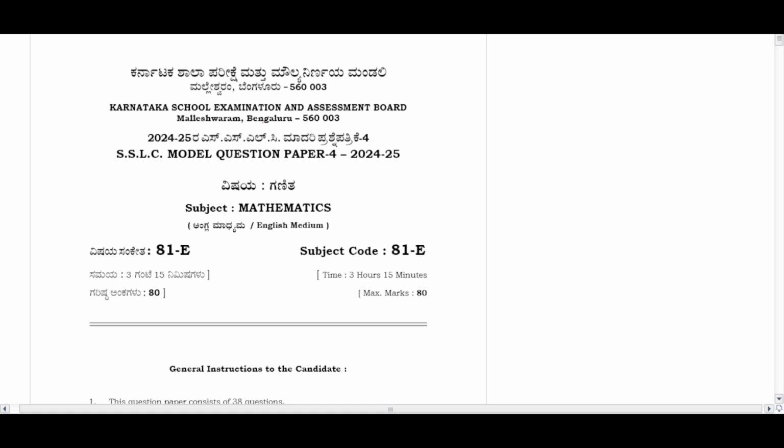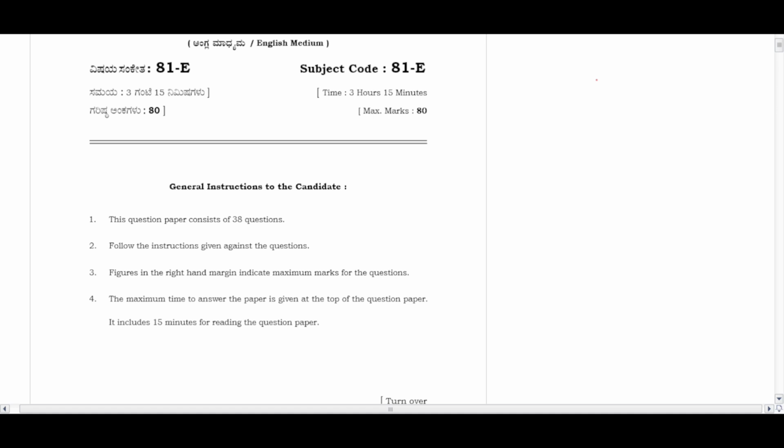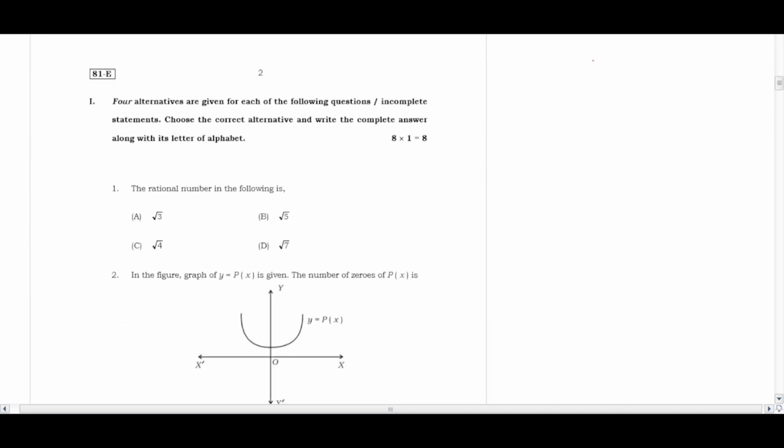Here some instructions are given. In total, how many questions are in the question paper? 38. Now follow the instruction given against each question. The figure in the right hand margin indicates the maximum marks of the question. On the right side of every question, the marks are given. How many marks is this question? Okay, then let's start with the first question.